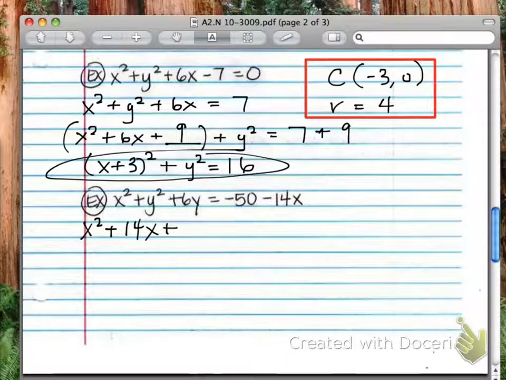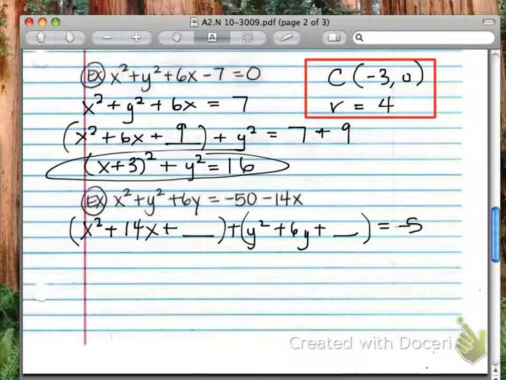Plus, let's leave a blank, okay? Plus y squared, plus 6y, plus leave a blank, equals negative 50. So now we have to complete the square twice, right? That's all that means. We have to complete it twice. Nothing different than what we just did, just completing the square twice.